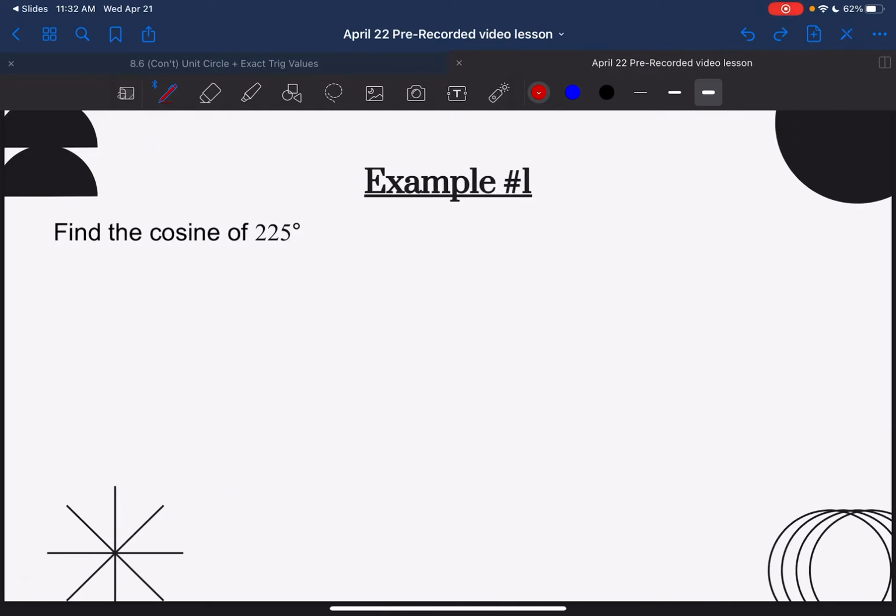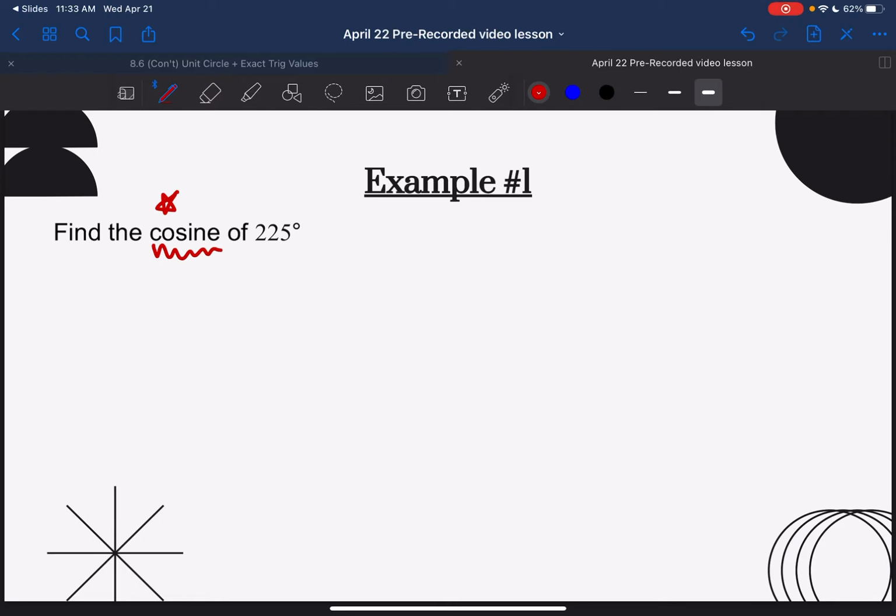The first question says find the cosine of 225 degrees. Okay, how are we going to do this, right? I am not really asking for the 6 trig functions in this case. I just want you to find the cosine of 225 degrees. When you do homework, please read. Sometimes I put cosine, sometimes I put sine, so you have to be really careful about it.